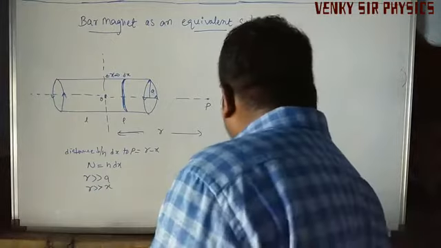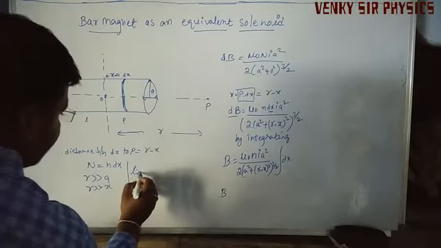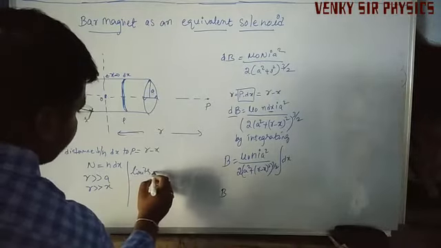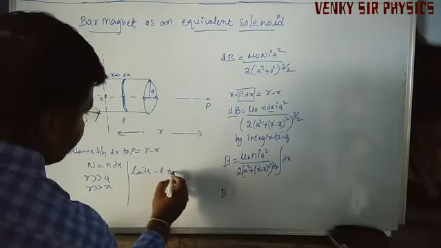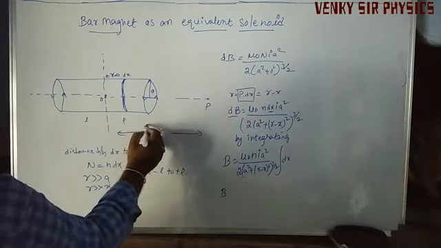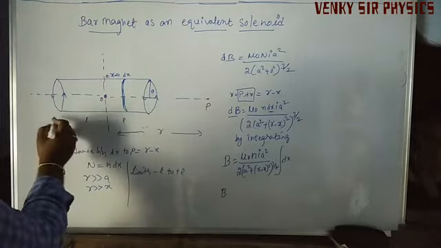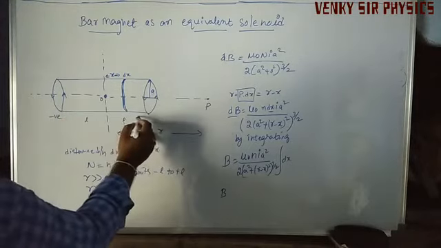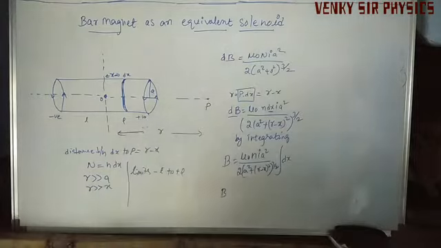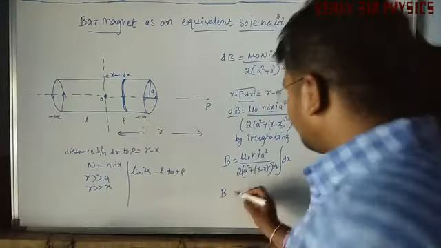B is equal to the integral with limits minus L to plus L. Here plus L is on this side, and minus L on the other side. This is the origin. In this way we can get negative, in this way we can get positive. The limits run from lower limit minus L to upper limit plus L.